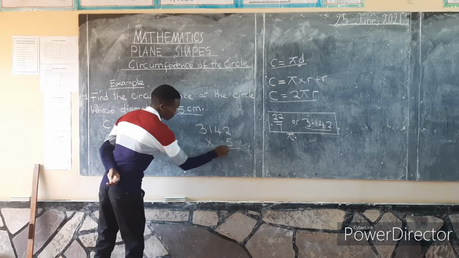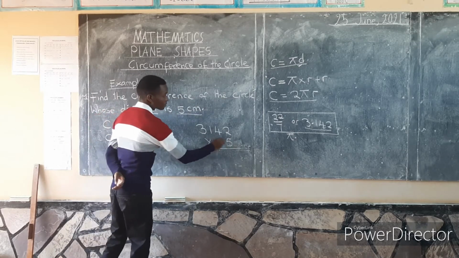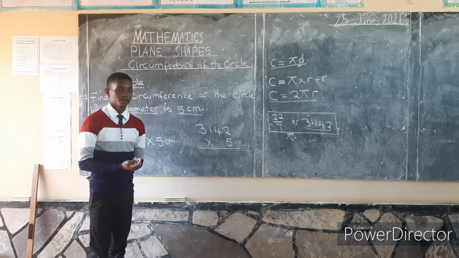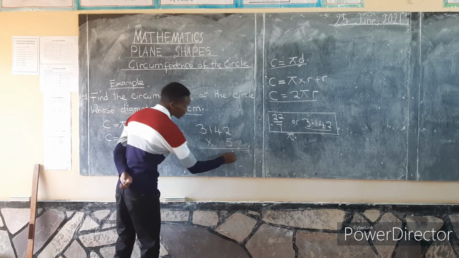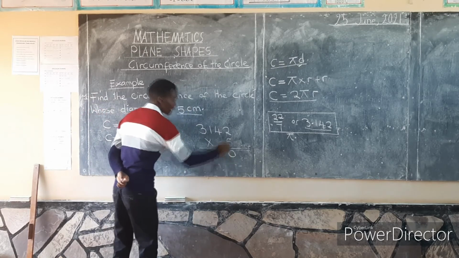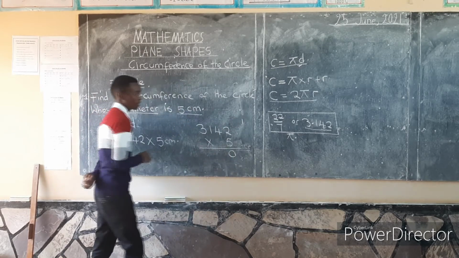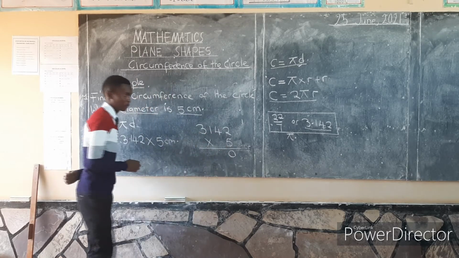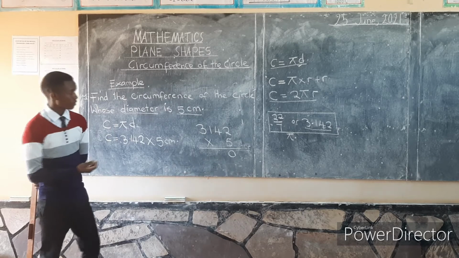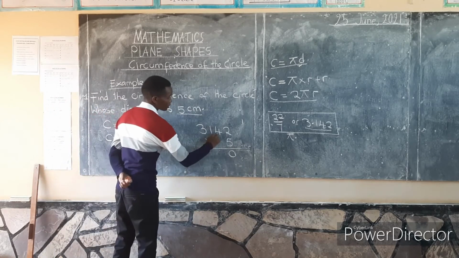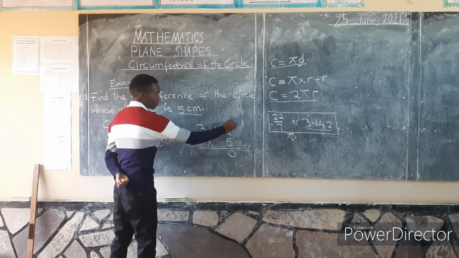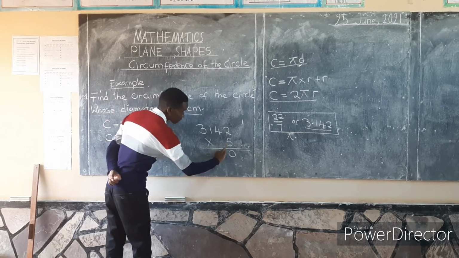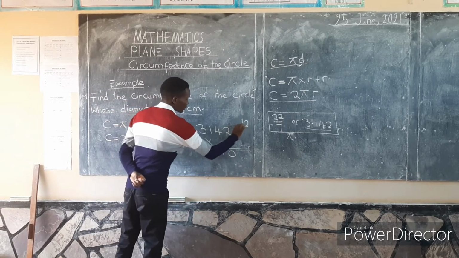5 times 2. What are we getting? Okay, it's a 10. We are going to write a 0 and remember a 1 there. So what is 5 times 4? Okay, so 5 times 4, it will give us a 20. Plus a 1 there, we have a 21. So I'll write a 1 and carry a 2 again.